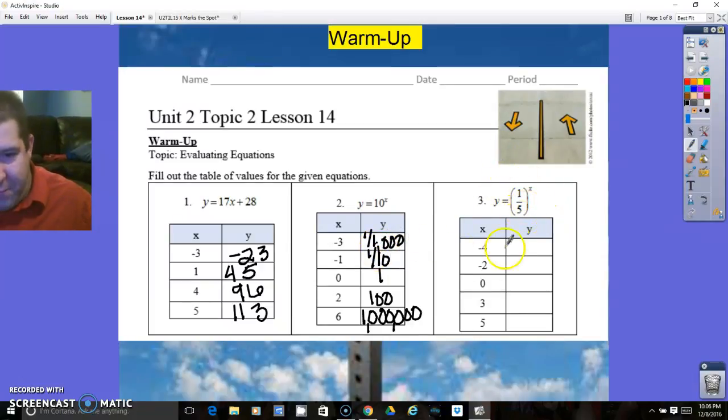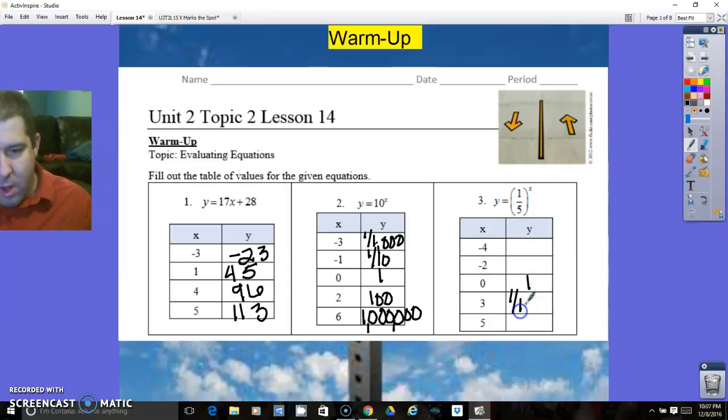Here we go, so we got 1/5. Once again, the easiest one would be 0. Anything to the 0th power is 1. 1/5 to the 3rd power, well, 1 to the 3rd power, because whatever the exponent is, you have to do both the top and the bottom to that number. 1 to the anything power is still going to be 1, because 1 times itself, no matter how many times, it's still going to be 1. 5 to the 3rd power, 5 times 5 is 25, times 5 again is 125.